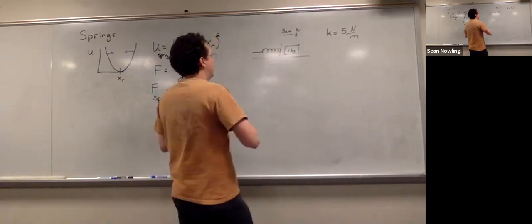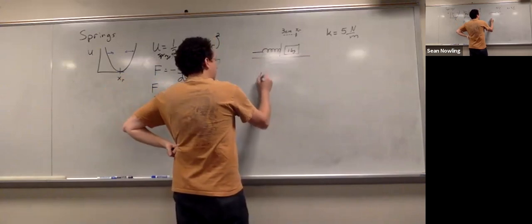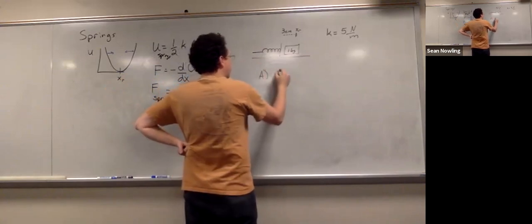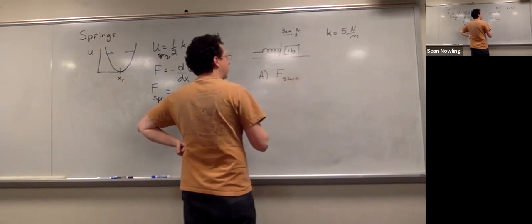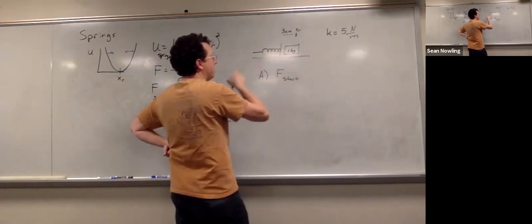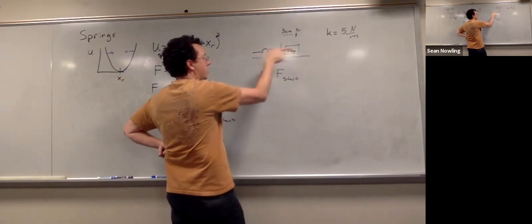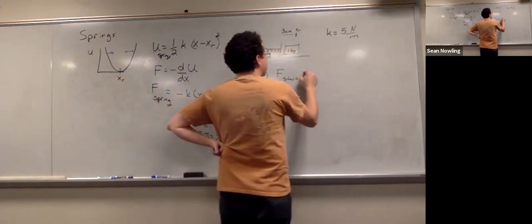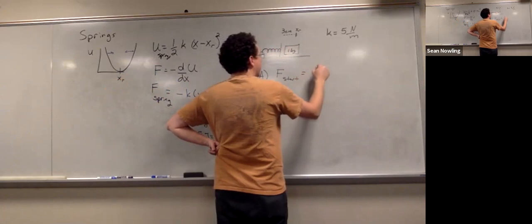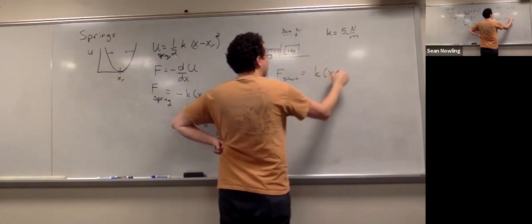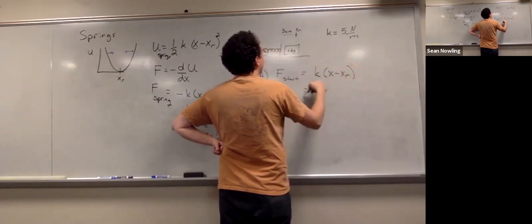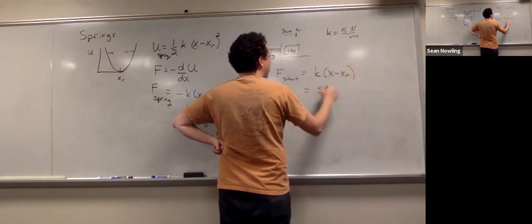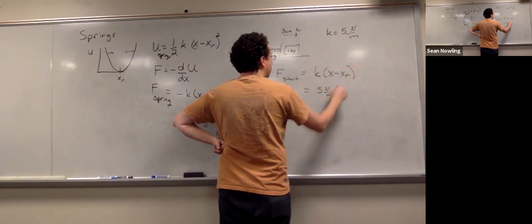So part A is to find the force at the start. We expect the answer to be pointing to the right. So this would go according to K times X minus X reference. For this problem, K is 5 newtons per meter.